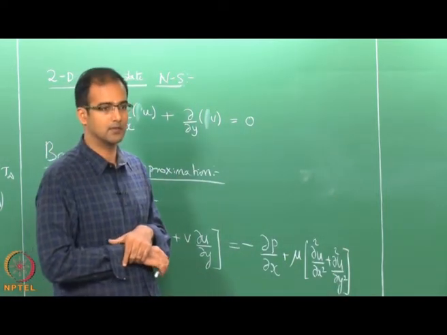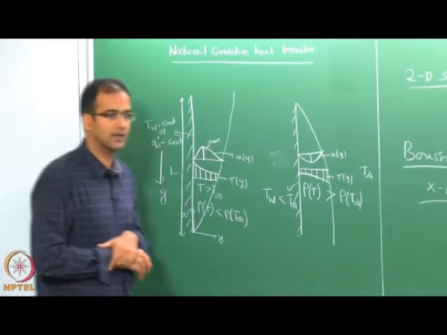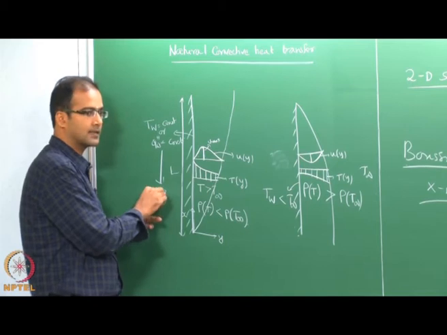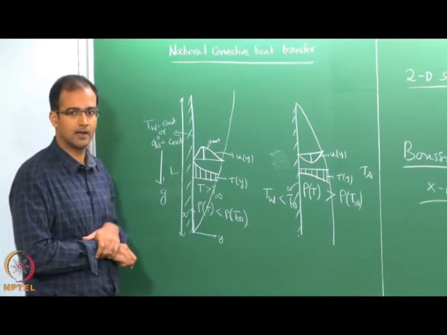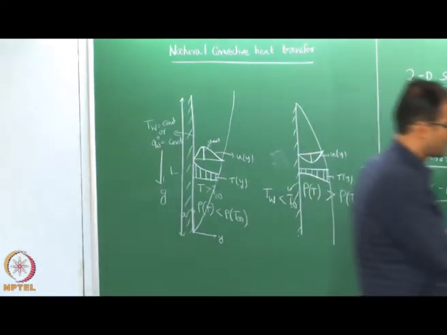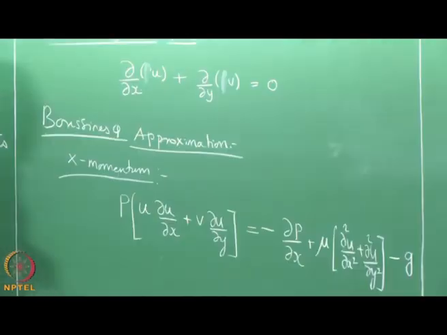You have the body force. So, here definitely the gravitational acceleration cannot be neglected. So, the body force is nothing but the gravitational acceleration g, which is acting downwards. So, therefore, we put a minus g, right. So, we have rho g, correct.